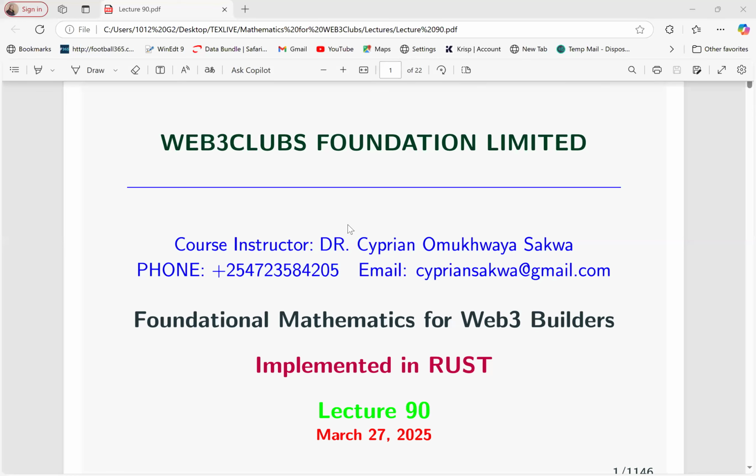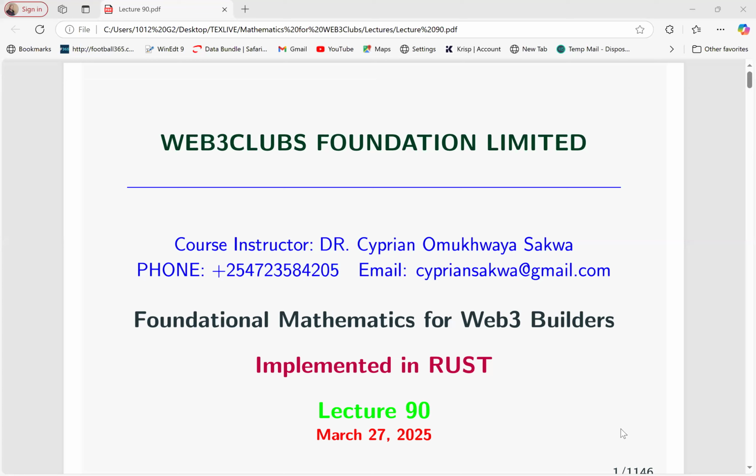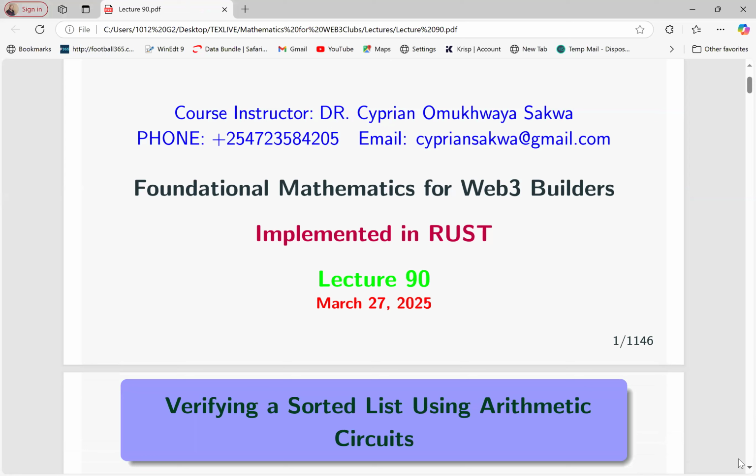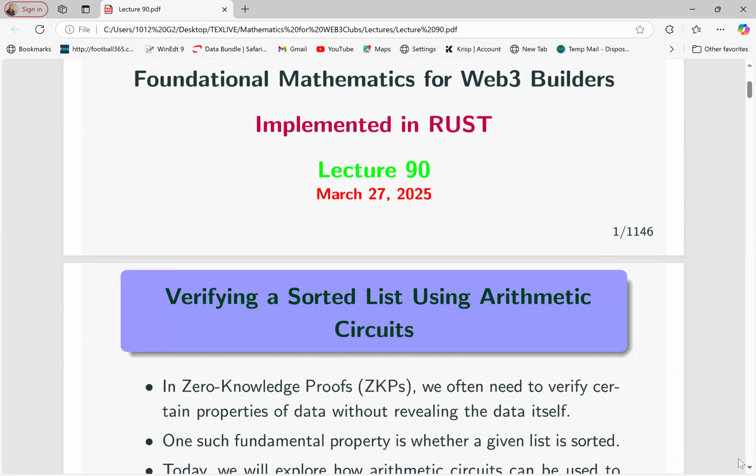Okay, welcome back. Let's continue with our lesson. In our last lesson, we were looking at examples of where arithmetic circuits are applied in zero-knowledge proofs and real-life situations. Today we continue with those examples. The example we're looking at today is how do you verify a sorted list using arithmetic circuits? That is what we'll be looking at in today's lesson.